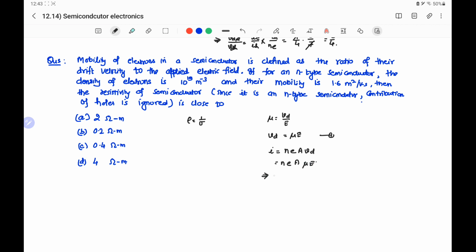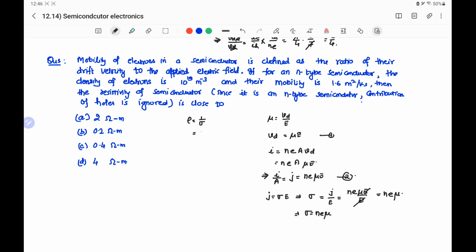And further we write I by A, which is the current density, equal to n e mu E. This is our equation number 2. By definition, we know that current density J equals sigma E. This implies that conductivity sigma will be equal to J by E. Substituting the value of J from equation 2, we have n e mu E divided by E. So E and E get cancelled and the remaining is n e mu. Therefore, sigma is n e mu.